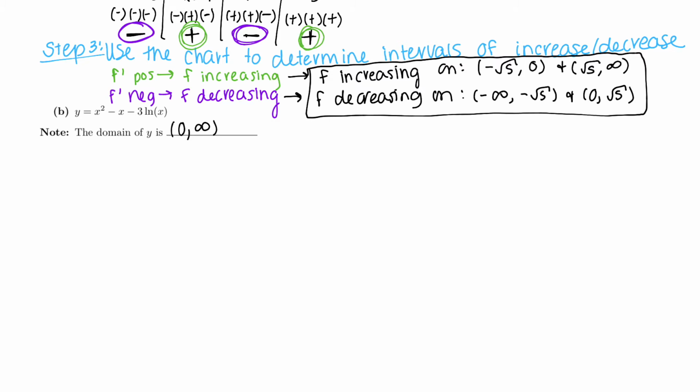So our first step, finding y prime. So y prime is going to be equal to 2x minus 1 minus 3 times 1 over x, which is the derivative of ln x. I'm going to write this as 2x minus 1 minus 3 over x because that's the same thing.